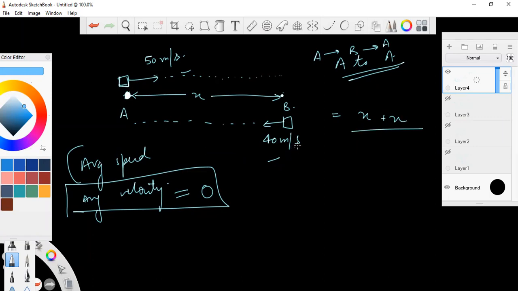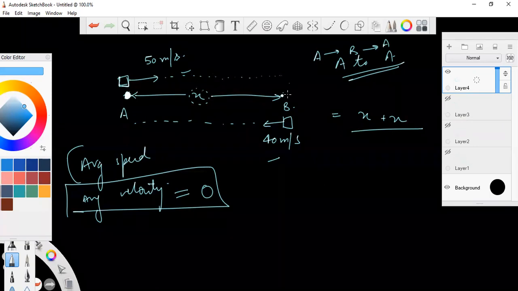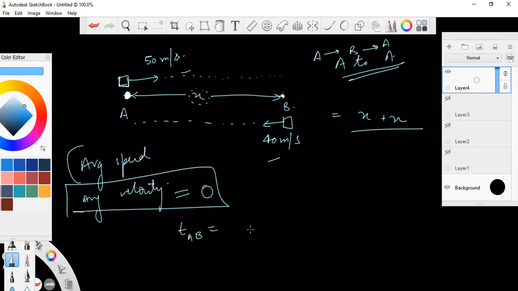And now I have to write the total time. From A to B, my distance is x and my velocity was constant, which was 50. So from A to B, can I find the time taken? Yes, the time taken from A to B will be x by 50, and for B to A it will be x by 40. So x by 50 plus x by 40 is the total time. Is that clear to you how I wrote that?